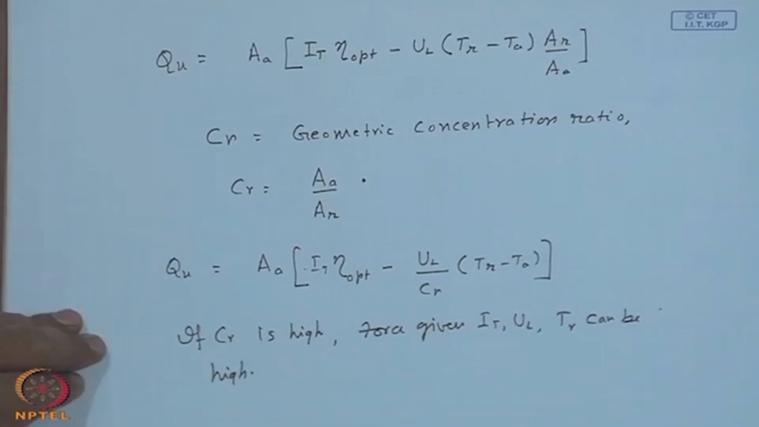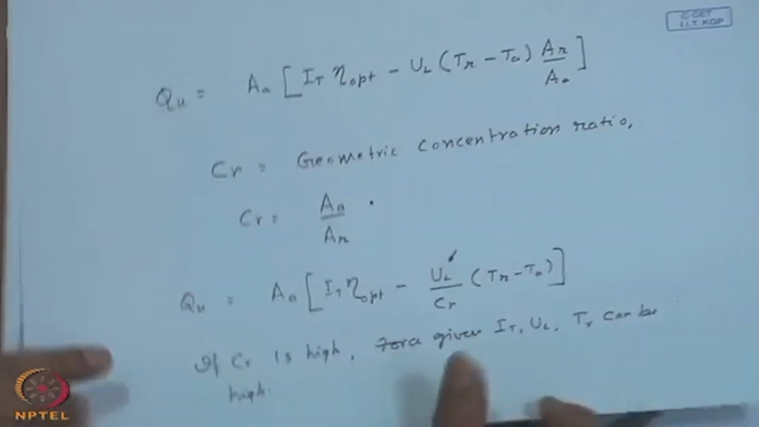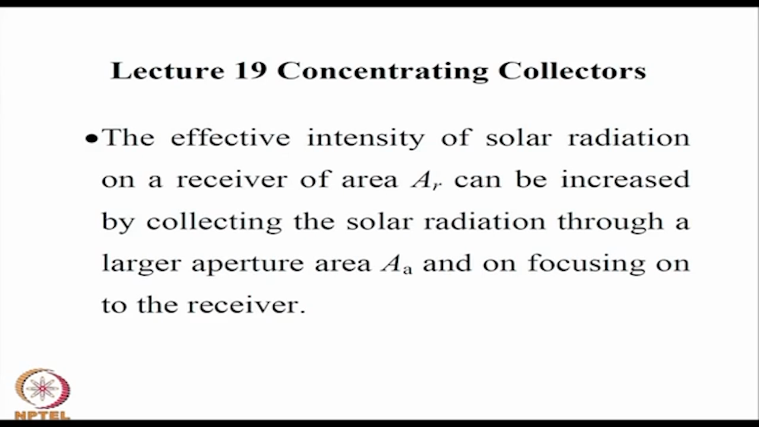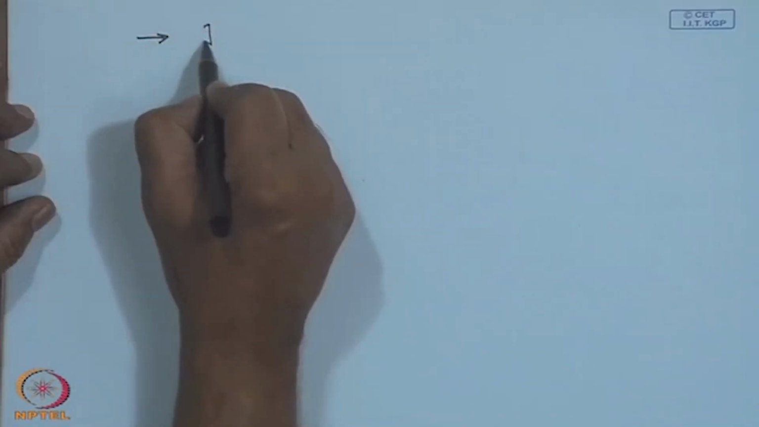If you compare with a flat plate collector, if I choose this concentration ratio as something like 10, I may have a delta T 10 times larger for a given UL at the corresponding critical level. So, this is essentially increasing the effective intensity of solar radiation on a receiver area Ar collected from an aperture area AA. What you need is focusing.